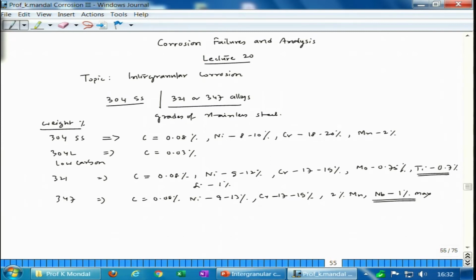Now, if you compare the composition between these two and this, the only difference is that here we have titanium presence, and here we have niobium presence. But among all four that we have explained, the carbon content is very low compared to this, this and this. So, these are the typical compositions, and these are all susceptible to intergranular corrosion.